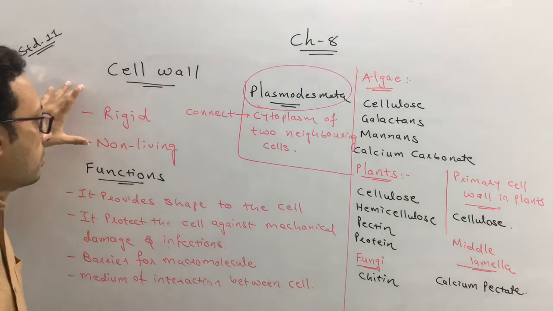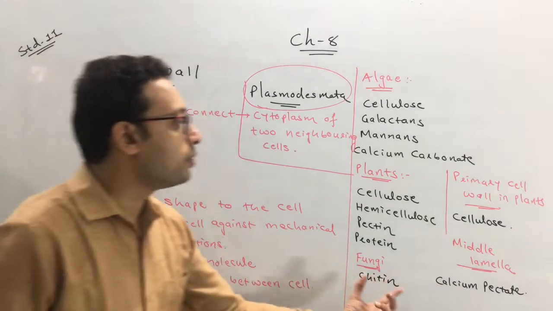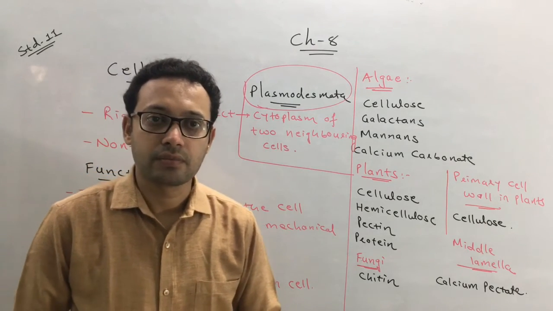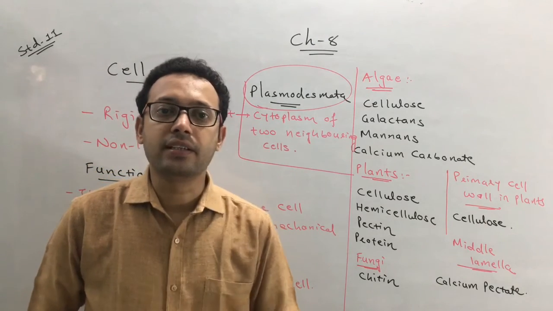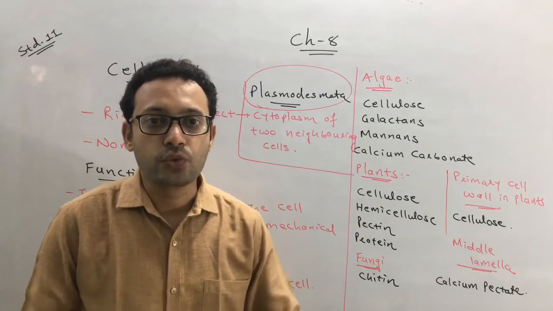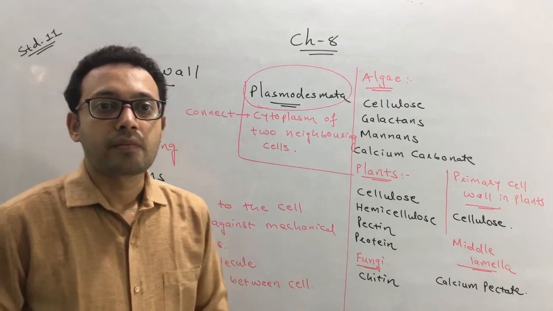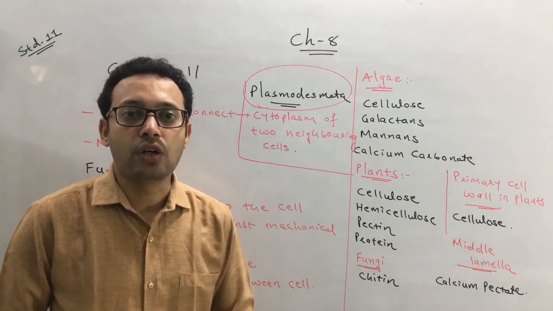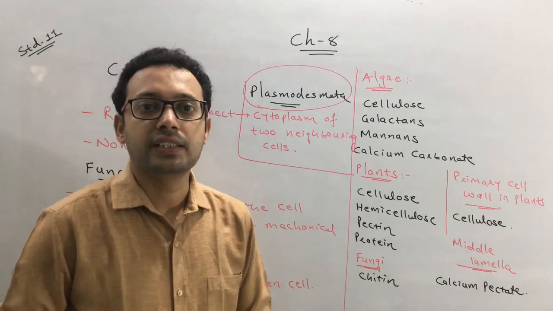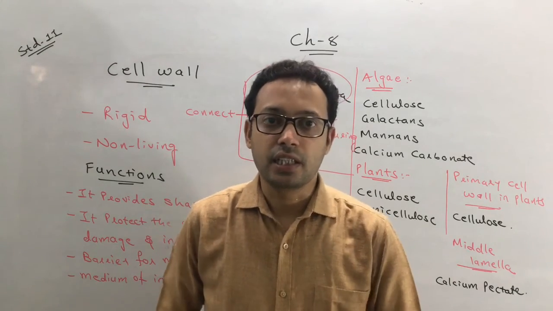Okay, so these are the functions, and this is the composition of cell wall you find in different living organisms. We have discussed two layers. In the previous session we discussed the cell membrane, and today we have discussed another envelope called the cell wall. The composition of bacterial cell wall is somewhat different from the plant cell wall and the fungal cell wall, but you don't have to learn that in this syllabus.